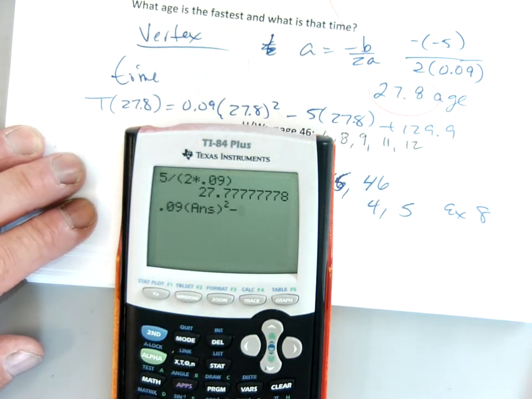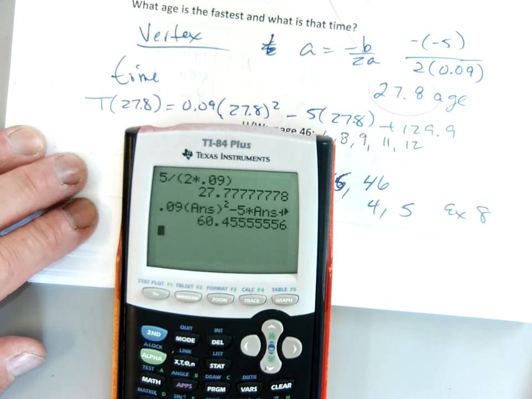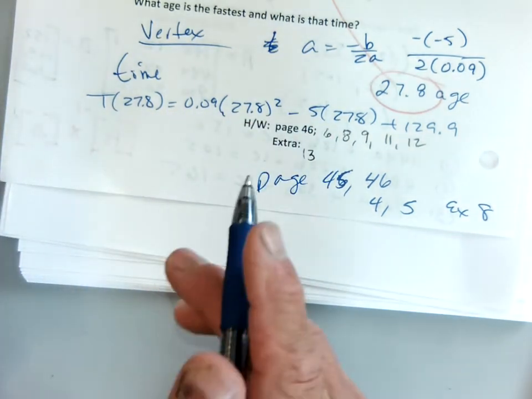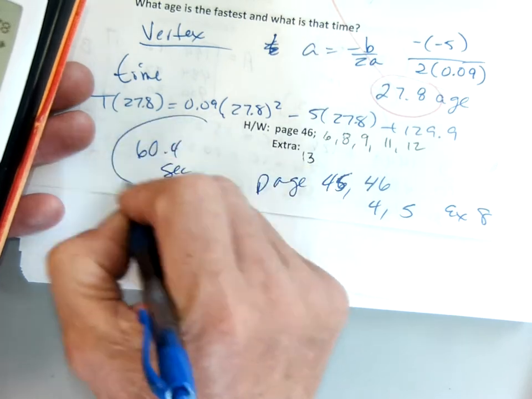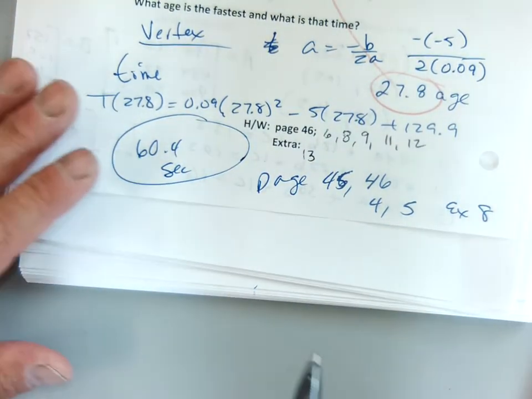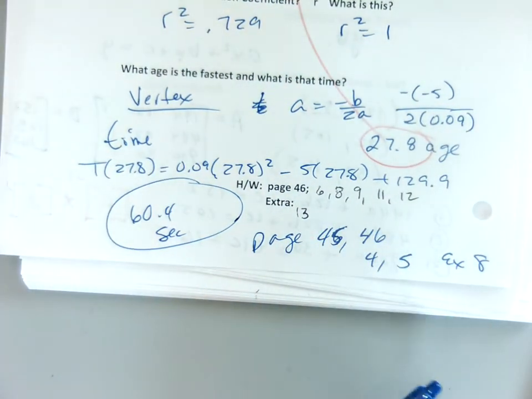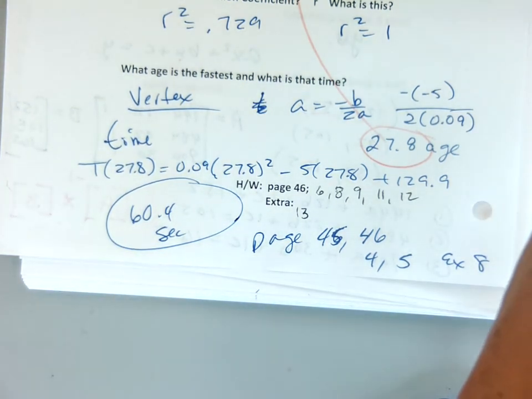Minus 5 times my answer plus 129.9. Okay, about 60.4. 60.4 seconds would be how fast a 28-year-old would run. How's that? Kai can even run faster than that. He wouldn't want to, but he could.